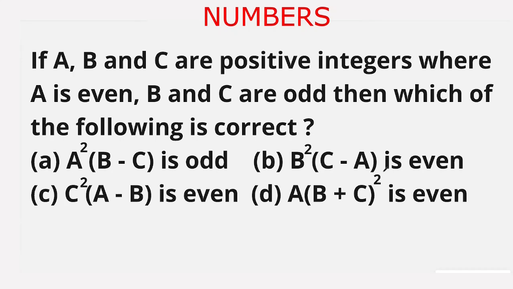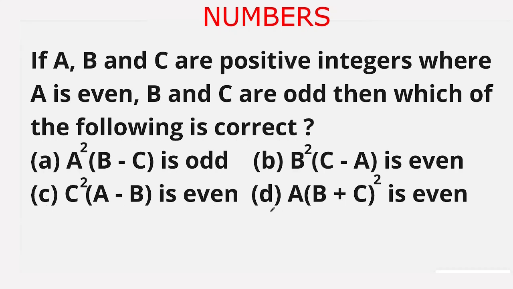And here it is given that it is even. B square into C minus A is even. So option B is incorrect. Now we go to option C. C square into A minus B is even. Now C is an odd number, so its square is odd, and A minus B is also odd. So odd multiplied by odd is odd, and it is given here as even. Hence option C is incorrect.